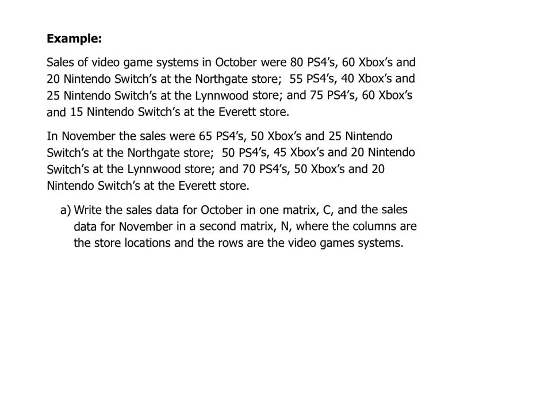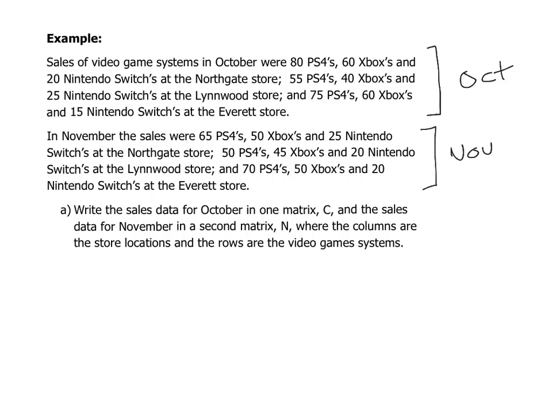Let's look at an example of how we might use this in a business type scenario. We're told that the sales of video systems in October at 3 different stores, Northgate, Linwood, and Everett, were 80 PS4s, 60 Xboxes, and 20 Nintendo Switches. At the Linwood store we had 55, 45, 25. And at the Everett store we had 75, 60, and 15. Just looking at this paragraph, this information was all about October.